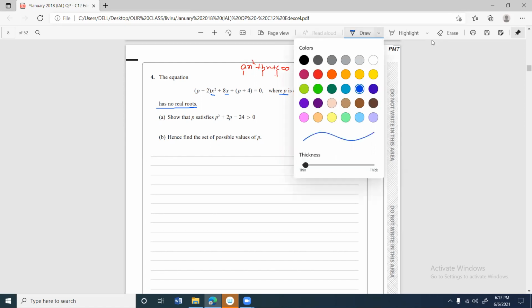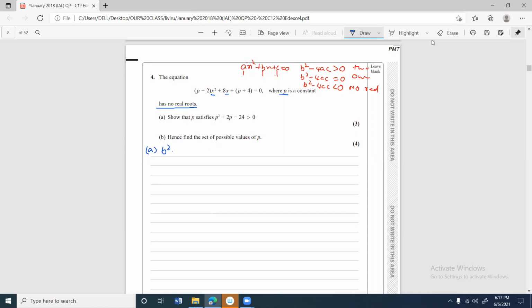So we can write b squared minus 4ac is less than 0. Now you need to identify what is b, what is a, and what is c. B is the number in front of x here. It's 8. Minus 4a. A is the number in front of x squared, that's p minus 2. I mentioned nothing to worry about this variable. You just put it because the variable is x. Into c. C is this term, p plus 4, should be less than 0. Right. We can expand this bracket.